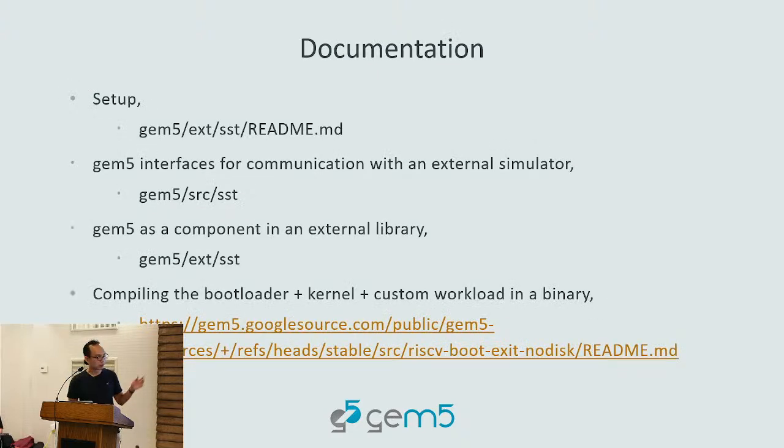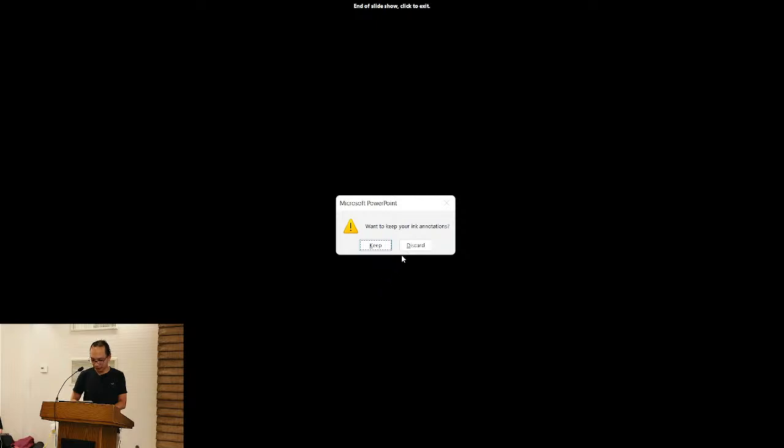In my slides, there's documentation for the whole setup, how you set up the interface for gem5 to communicate with the other simulator, as well as an example of how you set up gem5 in another simulator. And we provide resources which have the bootloader, the kernel, and the custom workload built in one binary, and you can find that at that link. So that's the end of my session.